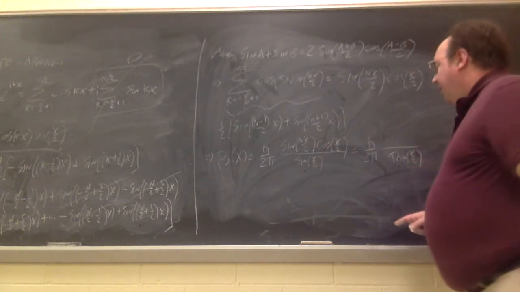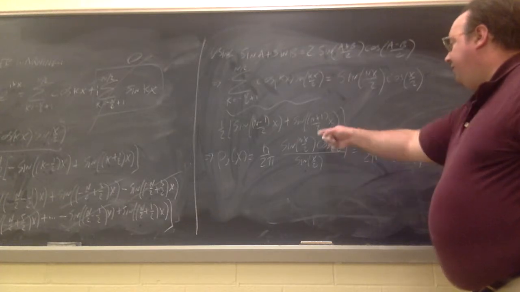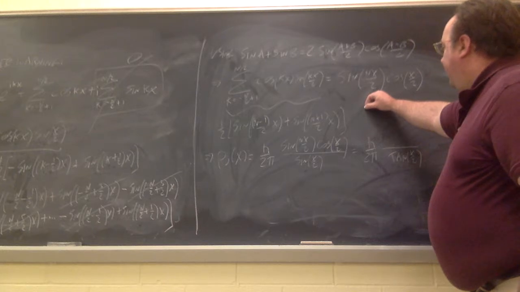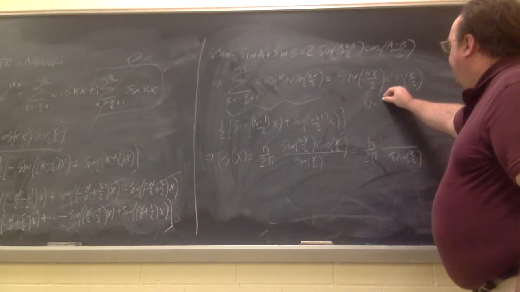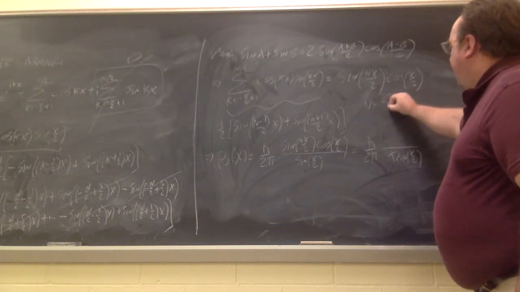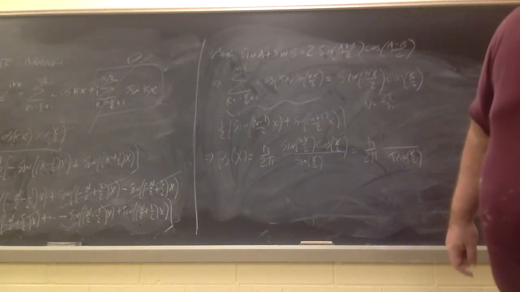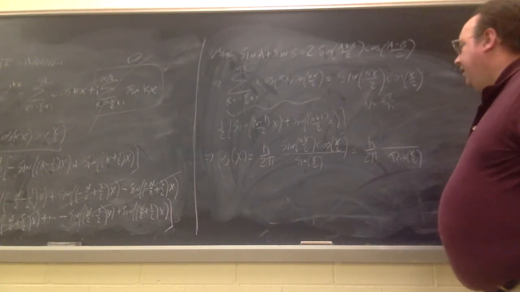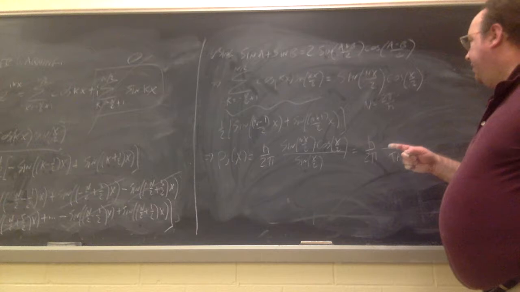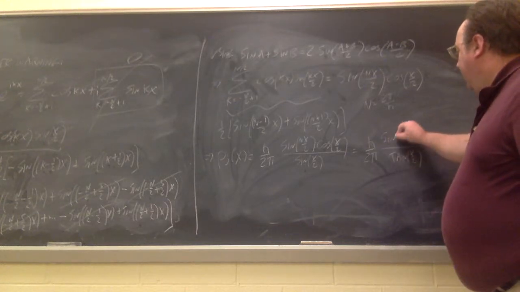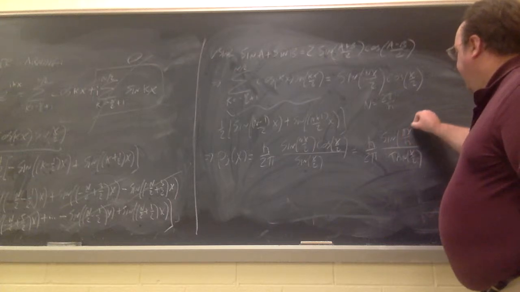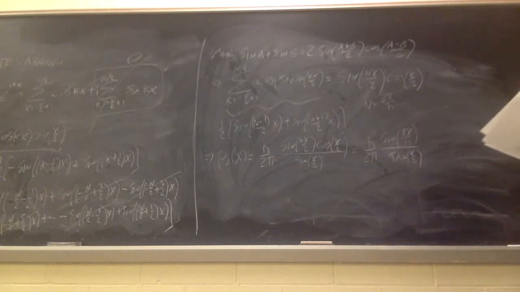And then here I have sine nx over 2, but keep in mind that n is equal to 2 pi over h. So n over 2 is going to be just pi over h. So I can have sine pi x over h.